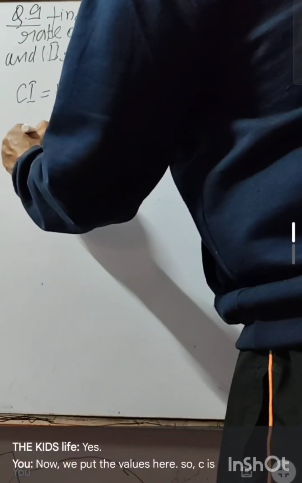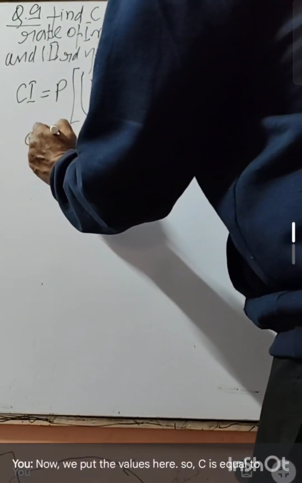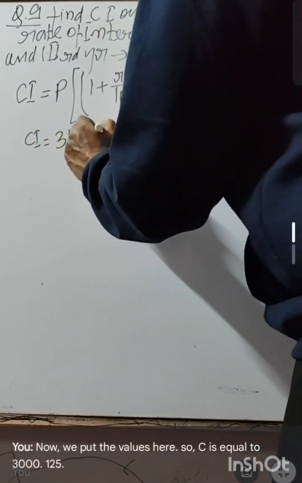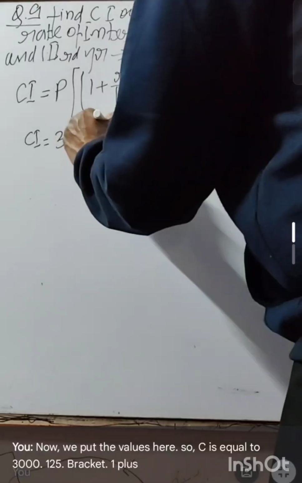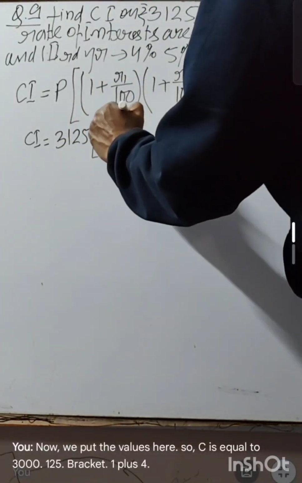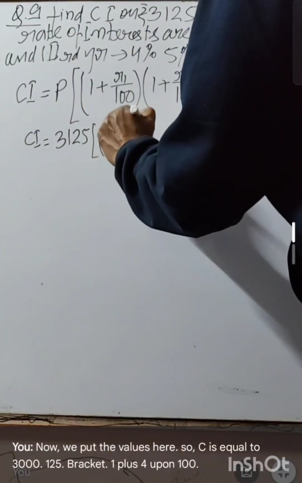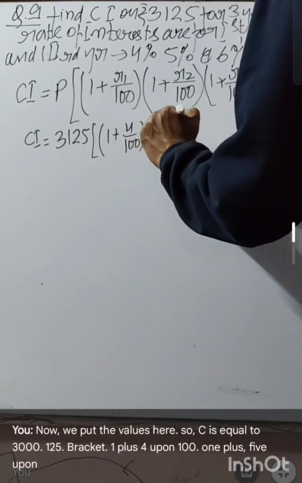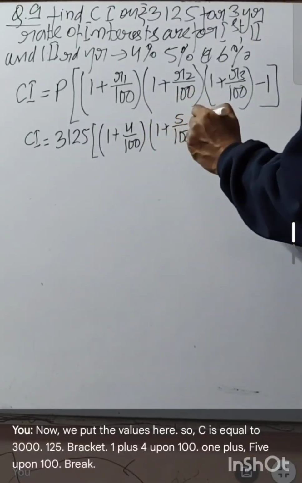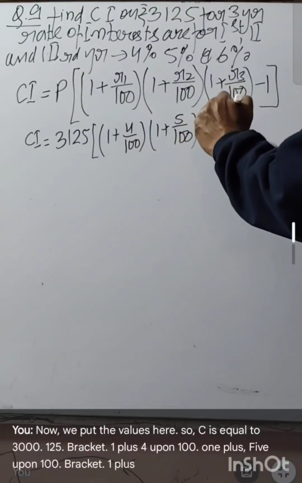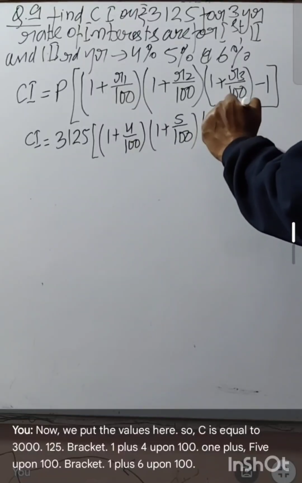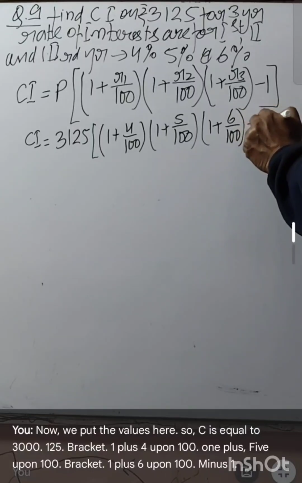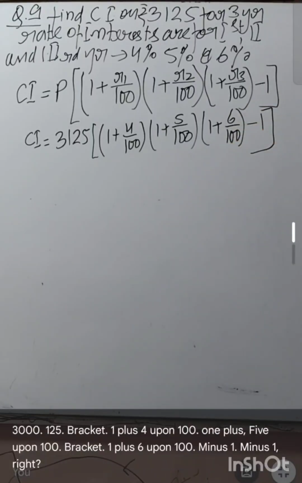So CI is equal to 3,125 bracket 1 plus 4 upon 100, bracket 1 plus 5 upon 100, bracket 1 plus 6 upon 100, minus 1, right?